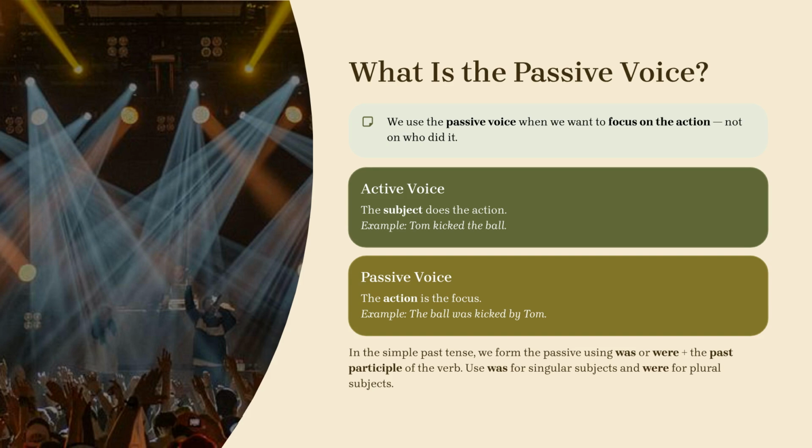In a passive voice sentence, the action itself is the focus. For example, the ball was kicked by Tom. In the simple past tense, we form the passive using was or were, followed by the past participle of the verb. We use was for singular subjects and were for plural subjects.